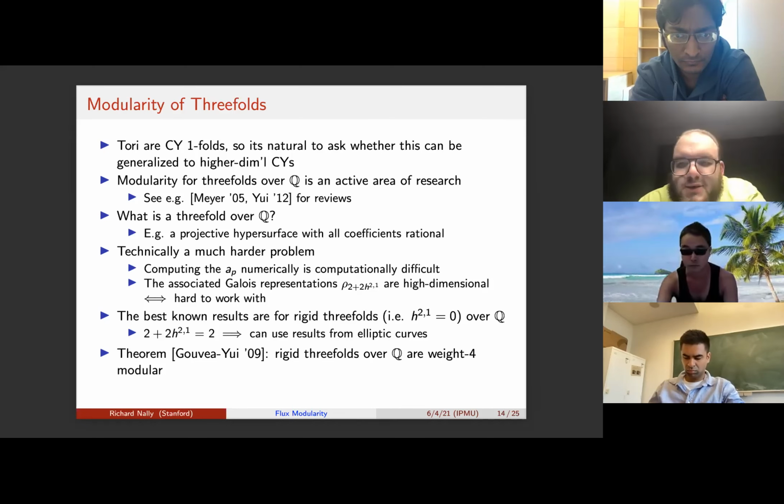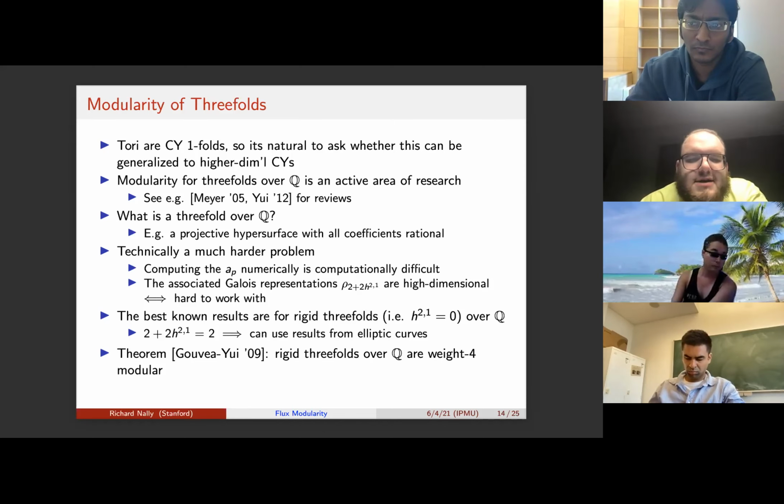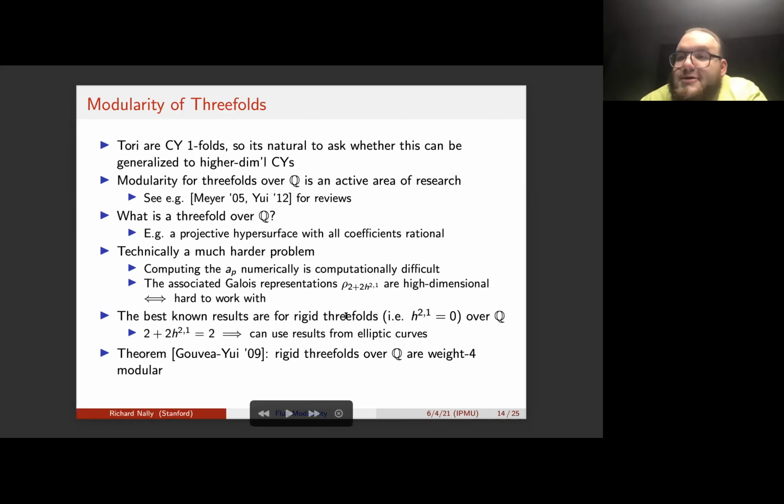There are many reasons why. A not especially profound one is that computing the actual point count coefficients is quite hard for threefolds in general. If you're trying a brute force approach, you need your computer to spend a long time thinking about it. But the real reason why it's hard is the associated Galois rep is now b3 dimensional. So it's 2 plus 2 h21 dimensional. These Galois reps are quite high dimensional for generic h21. And we really understand Galois representations best when they're 2-dimensional.